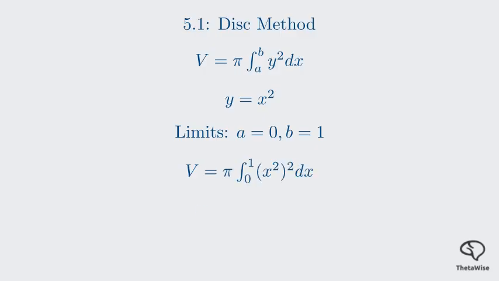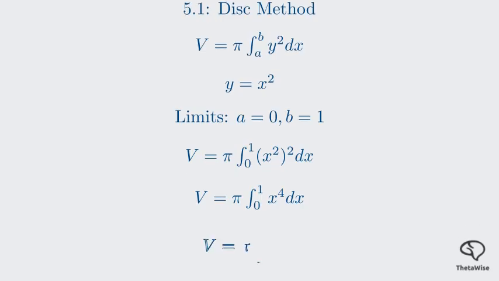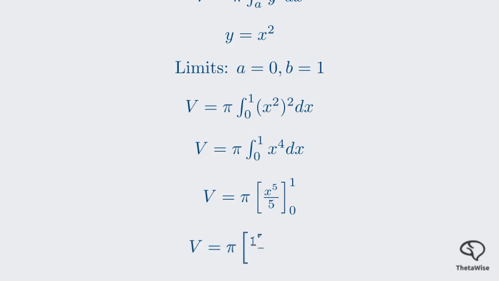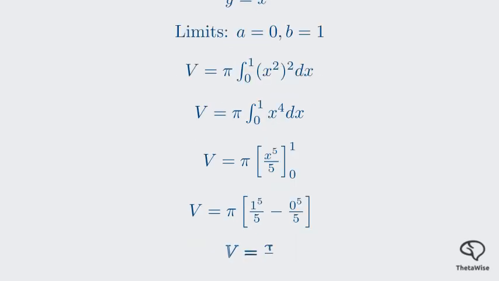Substituting these values, we get V equals pi times the integral from 0 to 1 of (x squared) squared dx. This simplifies to V equals pi times the integral from 0 to 1 of x to the 4th dx. The integral of x to the 4th is x to the 5th over 5. So we have pi times x to the 5th over 5 evaluated from 0 to 1. Plugging in the limits, V equals pi times 1 to the 5th over 5 minus 0 to the 5th over 5. This gives us pi over 5.